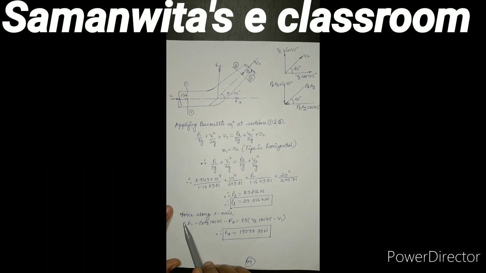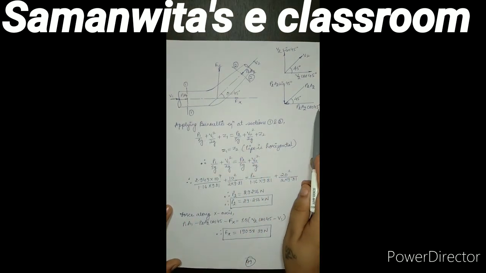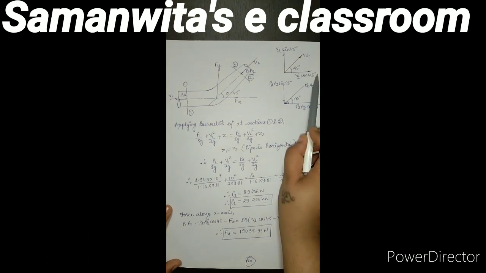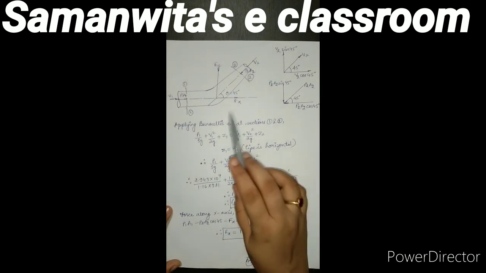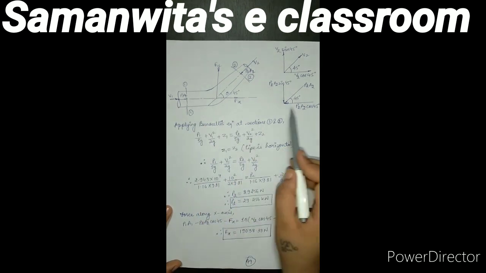I have to solve for the forces on the bend in the x direction. I'm going to use the formula P1A1, P2A2. If you look carefully, it is towards the left. So I get minus P2A2 cos 45 minus Fx is equal to rho Q. The final velocity in the x direction is towards the right, so I take V2 cos 45 minus V1. When you substitute all the values, you will get Fx equal to 19038.39 Newton.